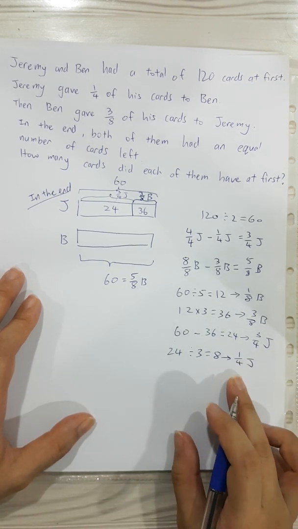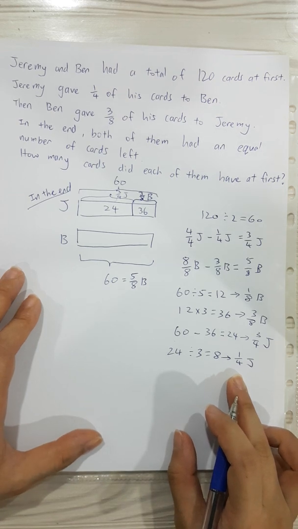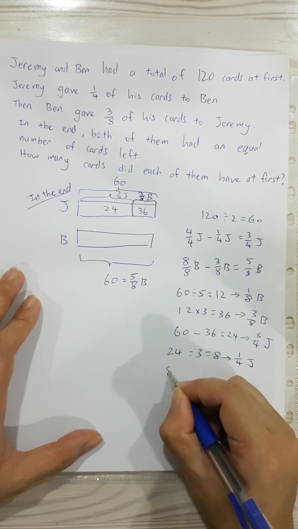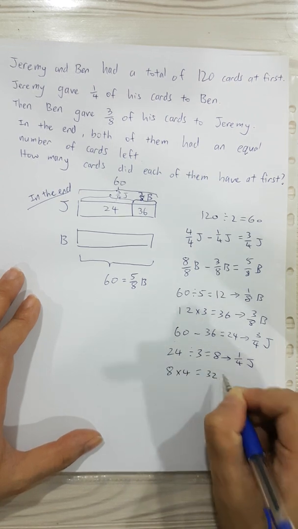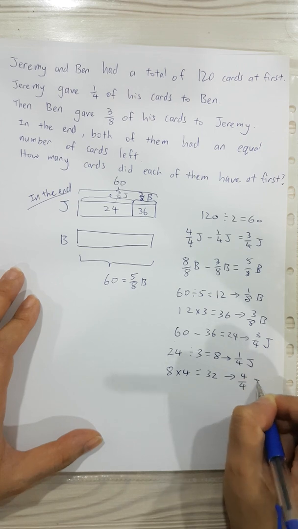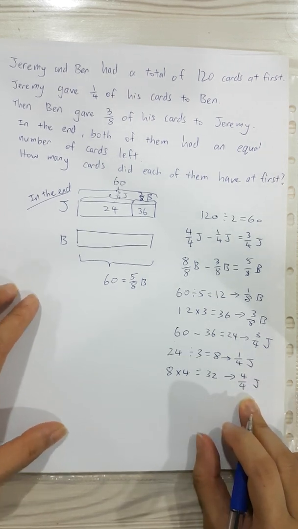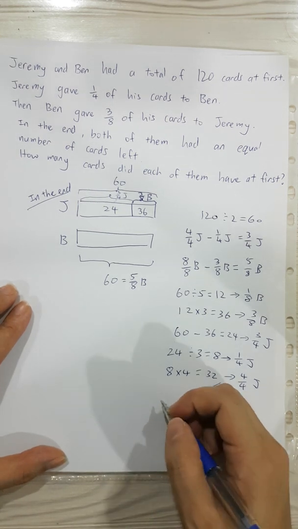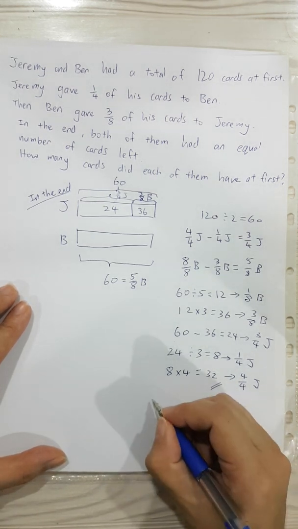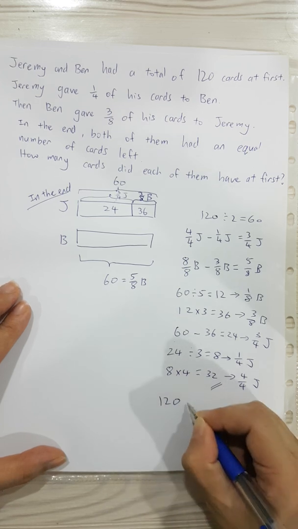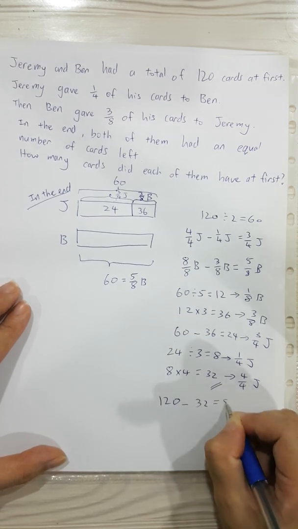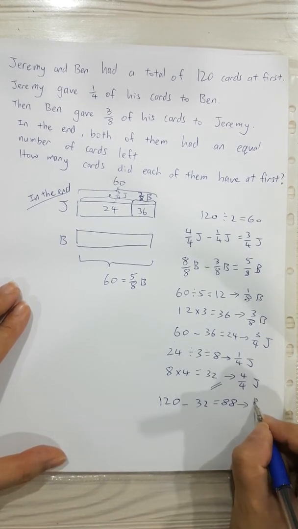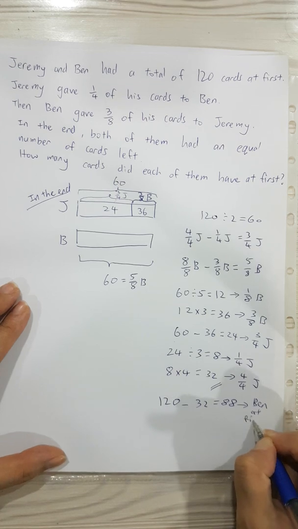If I can find 1/4 of Jeremy, I can find the full amount of Jeremy at first. So I will take 8 times 4 equals 32. This will be 4/4 Jeremy. This is Jeremy at first. Okay. Next part. Since there is a total of 120 cards at first, I will just take 120 minus 32. I will get 88. And this will be Ben at first.